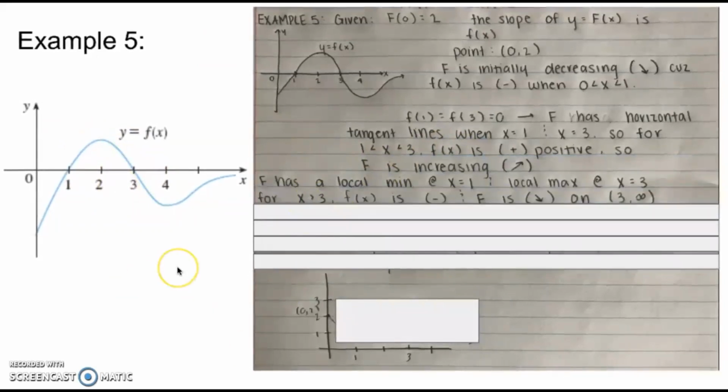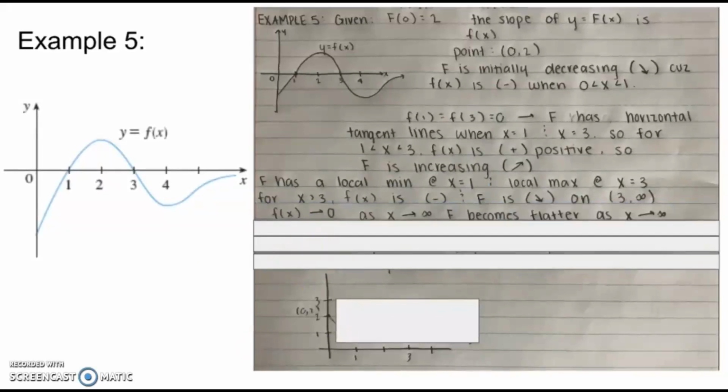For x greater than 3, f of x is negative, so capital F is decreasing. If we were to write an interval, it'd be on 3 to infinity. Since f of x is approaching 0 as x is approaching infinity, the graph of F becomes flatter as x goes to infinity.